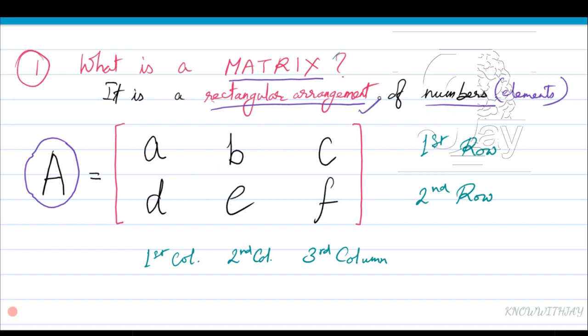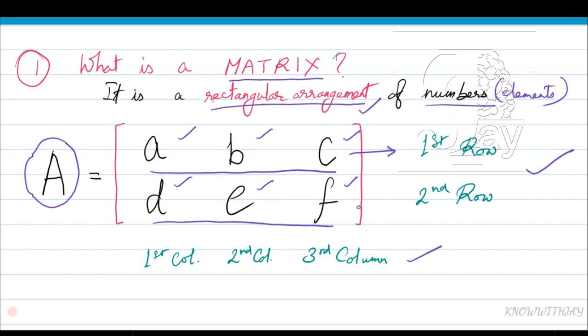What is a rectangular arrangement? When the elements are arranged in the form of rows and in the form of columns, then it forms a rectangular arrangement. A is the first element, B is the second, C third, D fourth, E fifth, and F is the sixth element of this matrix. Also, A, B, and C form the elements of the first row. D, E, F are the elements of the second row.